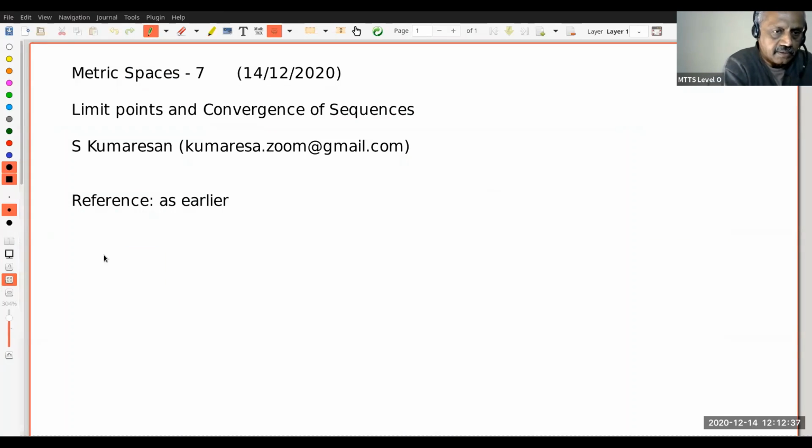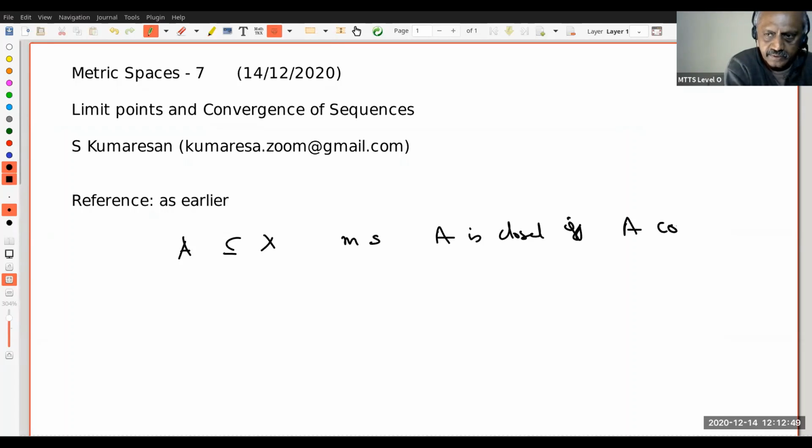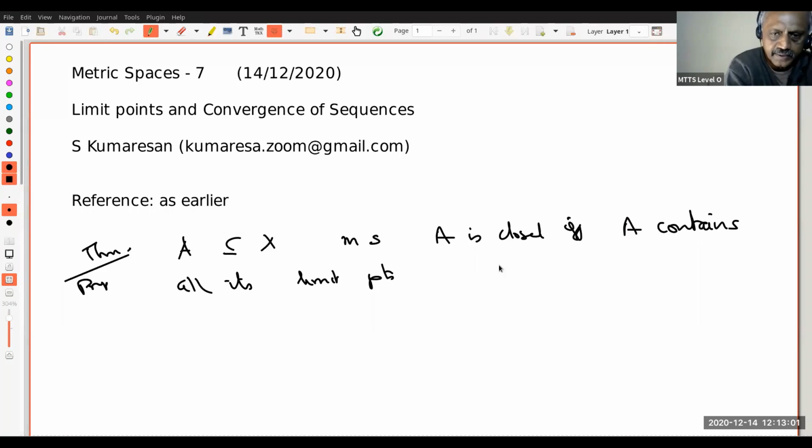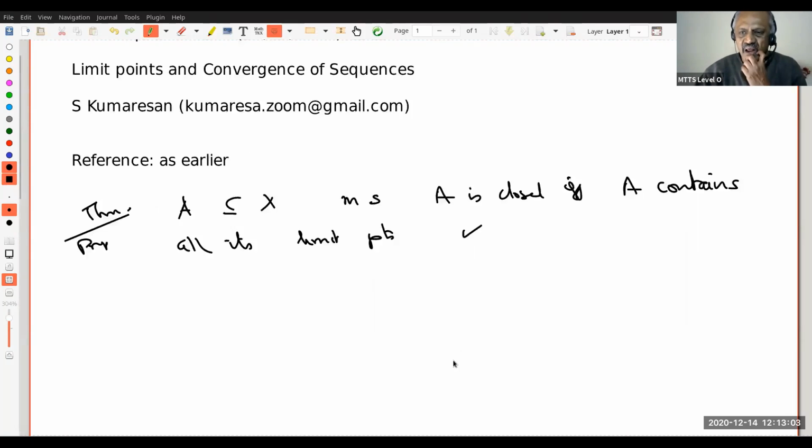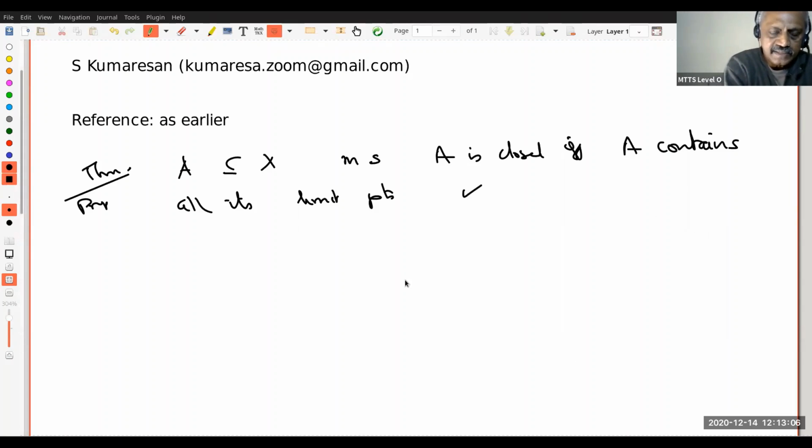So what we saw last time was if A is a subset of a metric space, then A is closed if and only if A contains all its limit points. This was a theorem or a proposition, we proved it. But let's try to understand the concept of limit. Recall, when do I say x is a limit point of A?